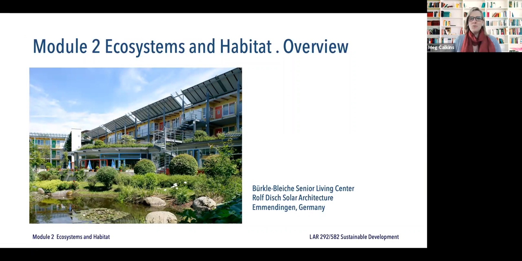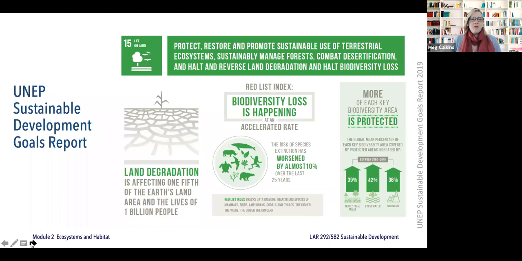This is the overview for Module 2 on ecosystems and habitat. We will start this module by looking at the UN Environmental Programme Sustainable Development Goals report for 2019 and 2020. We'll look specifically at Goal 15, Life on Land, which has to do with protecting, restoring, and promoting sustainable use of terrestrial ecosystems, sustainably managed forest, combating desertification, and halting and reversing land degradation and biodiversity loss.